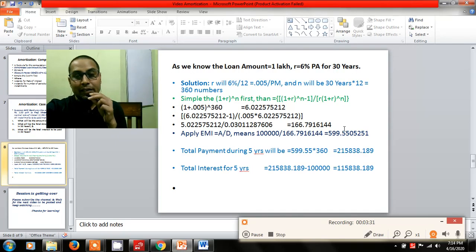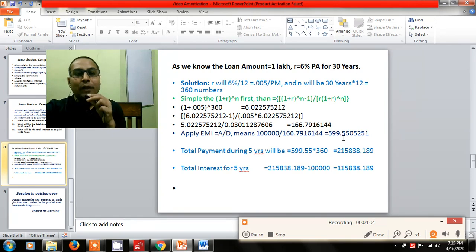After knowing the amount of EMI, Beneath Misra ji is also interested to know how much the total payment will be over this time period of 30 years. So for 30 years the payments will be paid equally, like 599.55 per month. In 360 months, the total amount is the EMI multiplied by 360. So this will be 2,15,838 rupees and 18 paise.